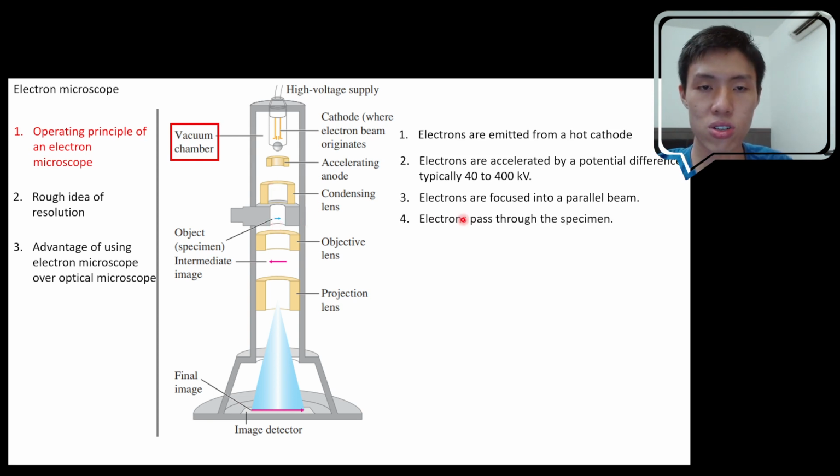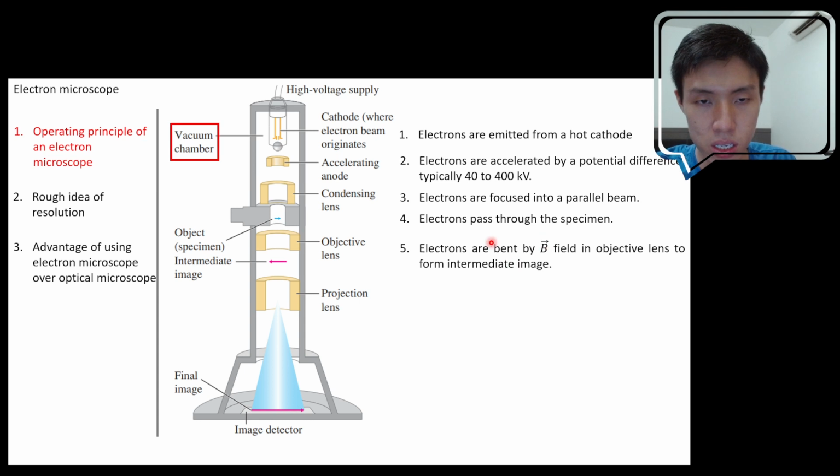Those electrons will then pass through a specimen. Once they pass through the condensing lens, they reach the object, then pass through the specimen. When electrons pass through the specimen, they interact with it, just like how light passes through your specimen. Then you have dark spots and brighter spots, and you can create your image. When electrons pass through your specimen, the amplitude or the phase of the electron wave will change. Those changes contain the information of the object, which will be displayed as the image later.